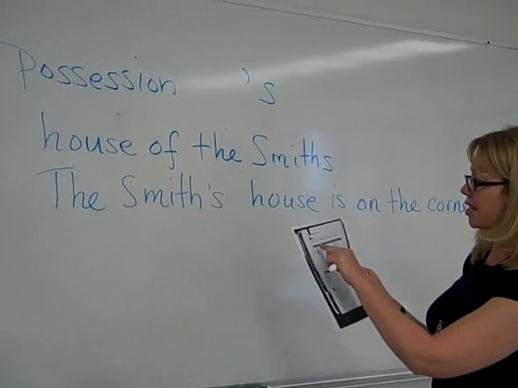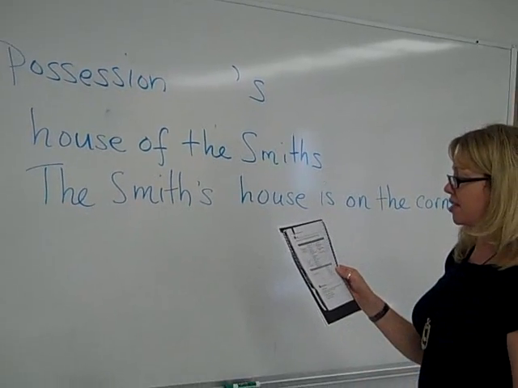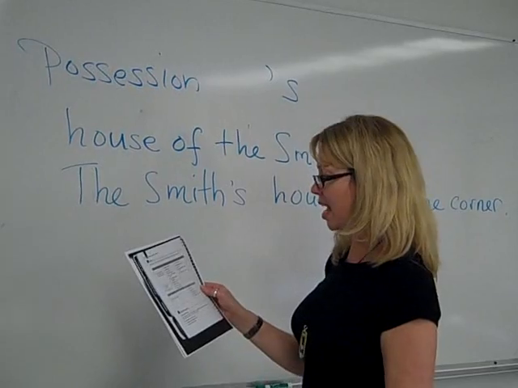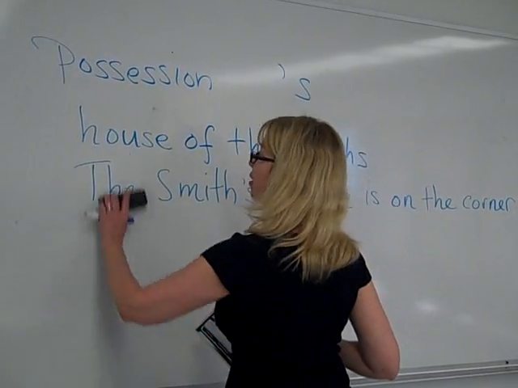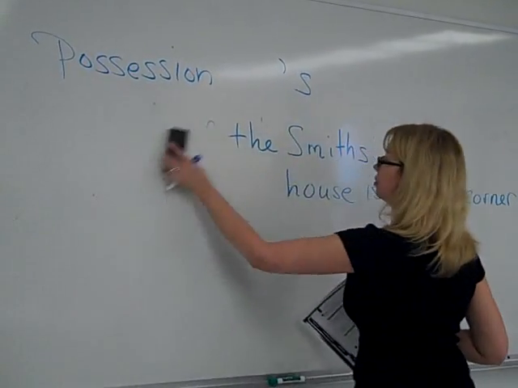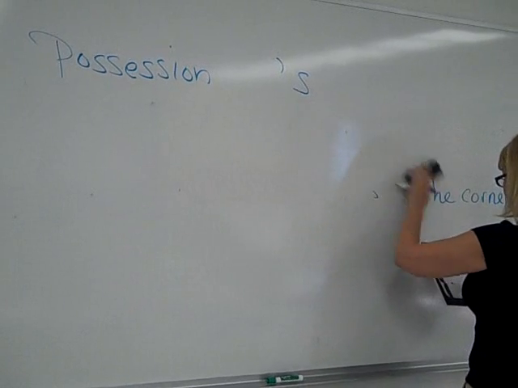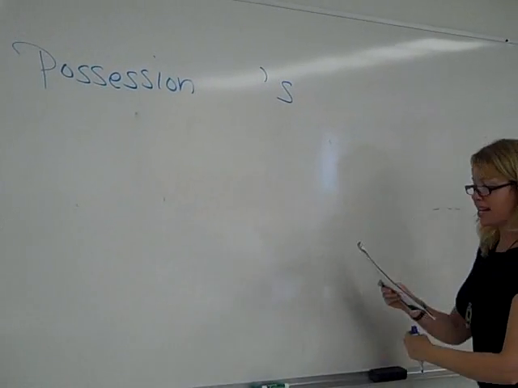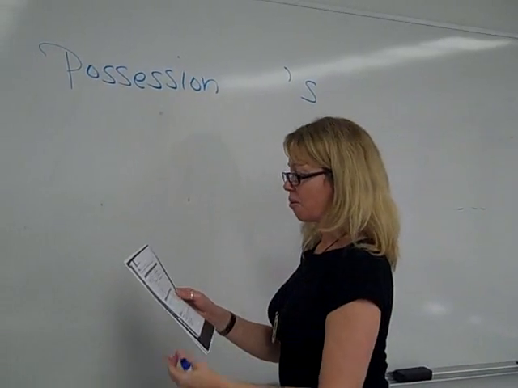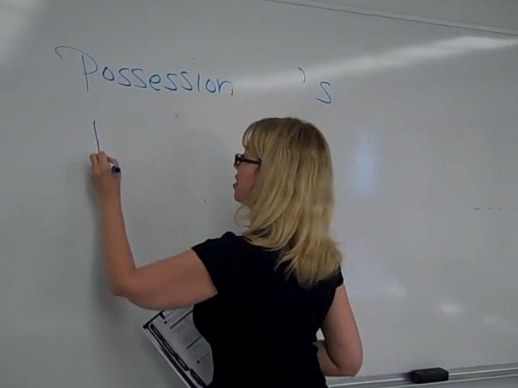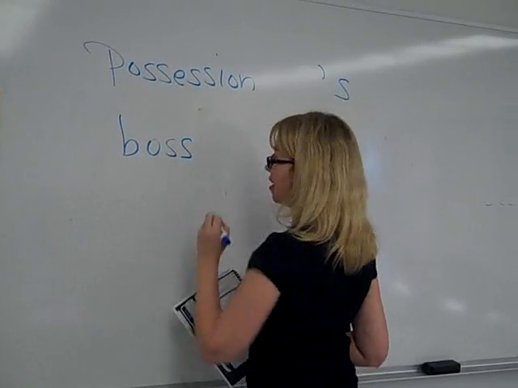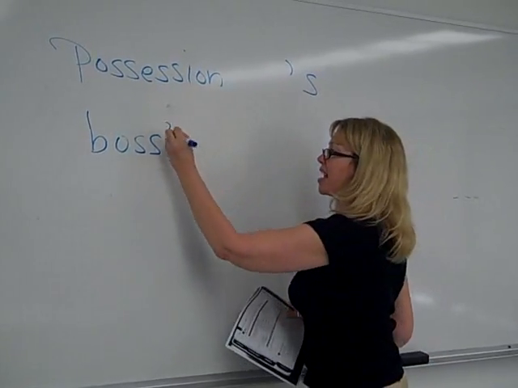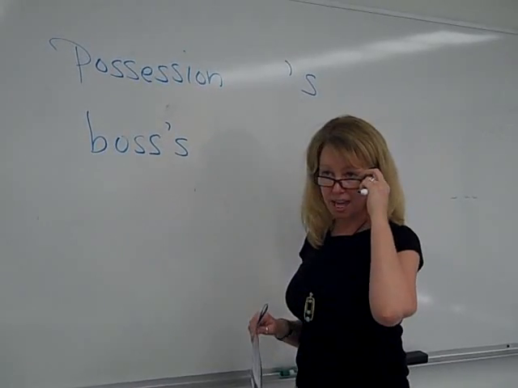So let's look at where it says apostrophe plus S to singular nouns and to plural nouns that don't end in S. So you'll see things like child's toy. Now let's look at bosses. Boss is singular, so what am I going to do even though it ends in an S? We do that.